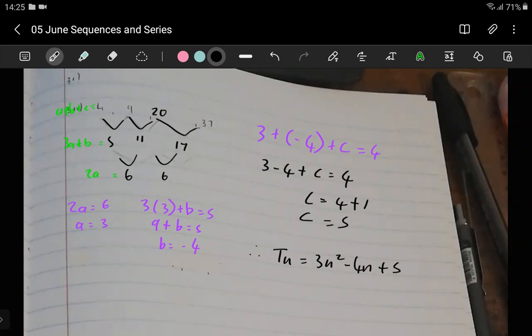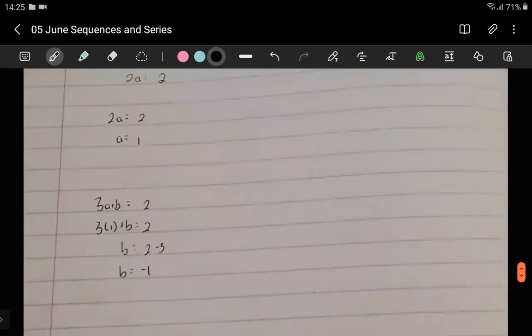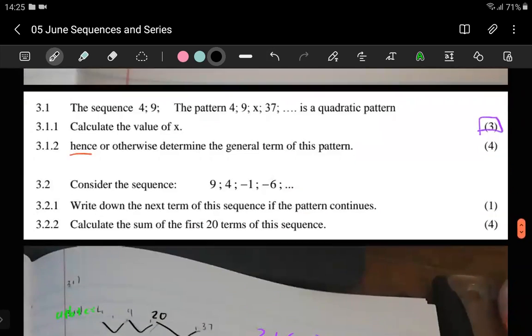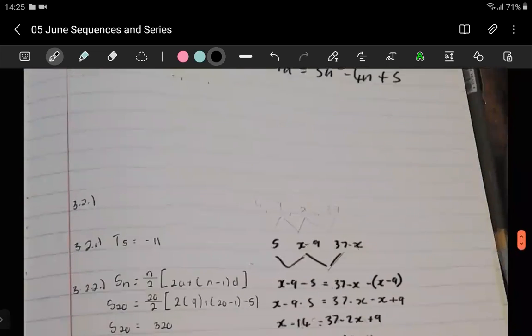Do you see it? Fantastic. So that deals with these ones. The 3.2 says here we should consider this sequence. It says, write down the next term of this sequence if the pattern continues. So let's see what you wrote for 3.2 here.